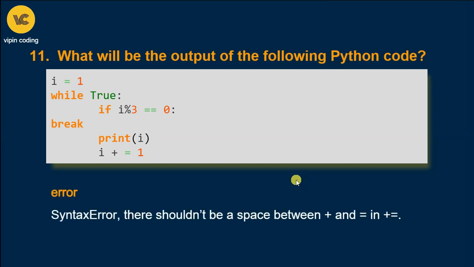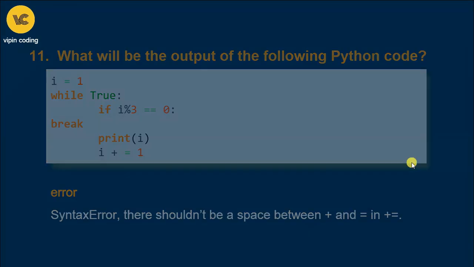The solution for this question is error. What is the error? Let's see. Syntax error. There should not be a space between plus and equals to. It should be like this, +=. Okay, it is a syntax error.